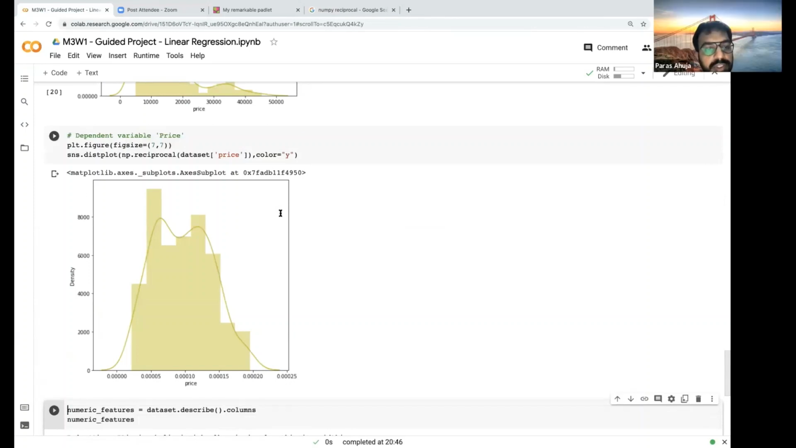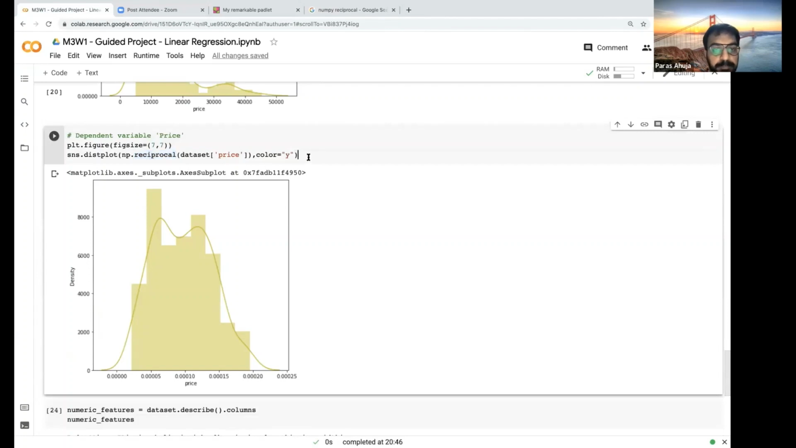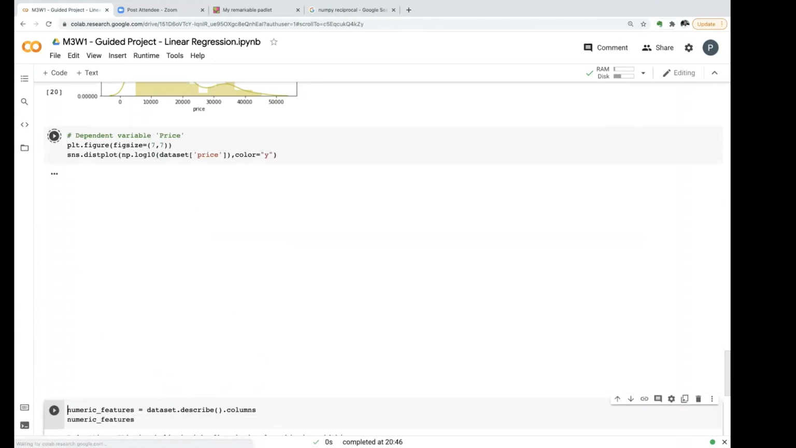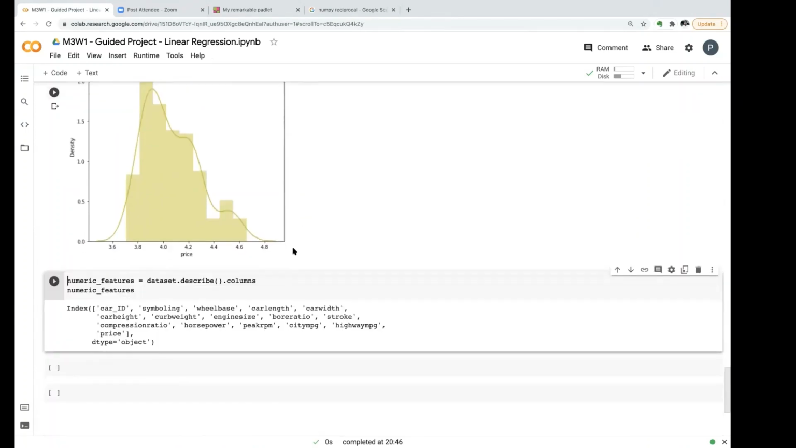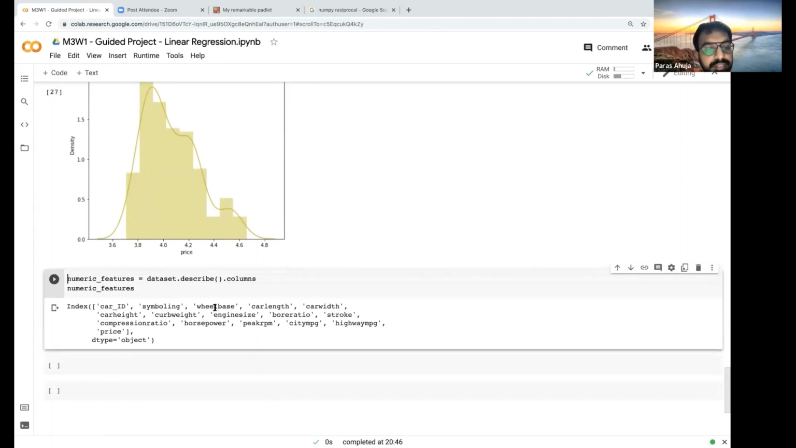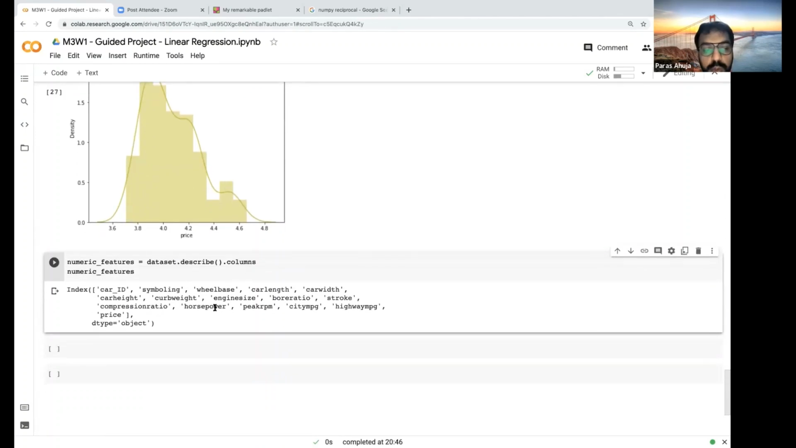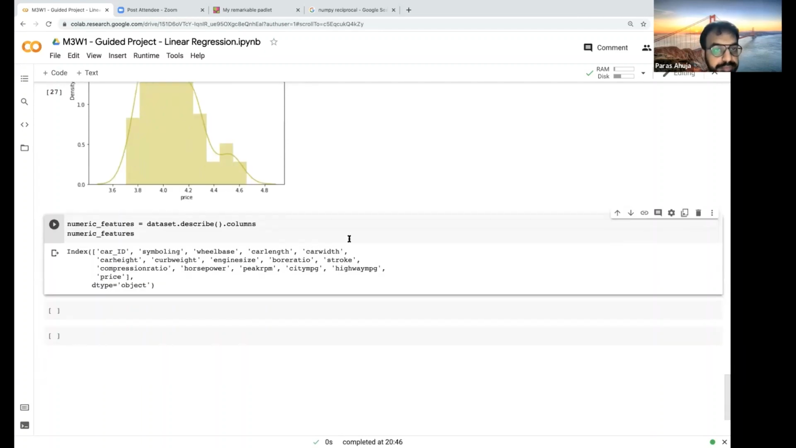See, this is what happens when we go for it. It tries to create two different distributions, two peaks. So I think log 10 is the better option to take. Okay, so next we'll go through these numeric features, plot each of them and see what happens to each of these features.